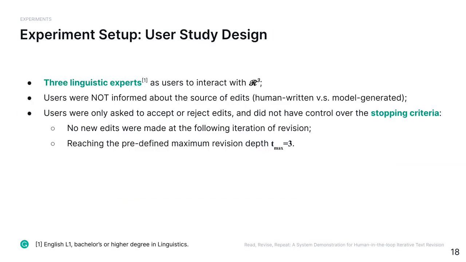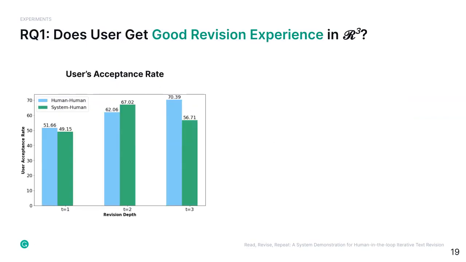We hired 3 linguistic experts as our users to interact with the R3 system. Note that they did not have control over the stopping criteria. In our experiments, we set the system revision depth to 3. We answered the first research question by calculating the user's acceptance rate of the edit suggestions. A higher acceptance rate indicates that the generated edits are more meaningful and helpful to users. As shown in the plot, the user acceptance rate for our system peaks at the second iteration of revision, and overall, our system still has a gap compared to the human-generated edits.